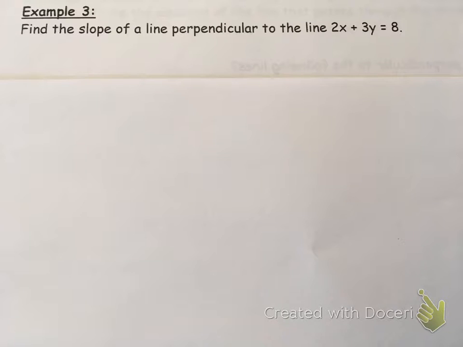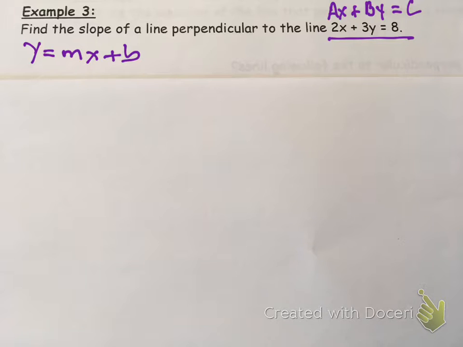Now let's take a look at example 3. It says find the slope of a line that's perpendicular to the line 2x plus 3y equals 8. Notice that this equation is in standard form. And when I say standard form, I mean the form ax plus by equals c. Now first we want to transform this into the slope-intercept form.